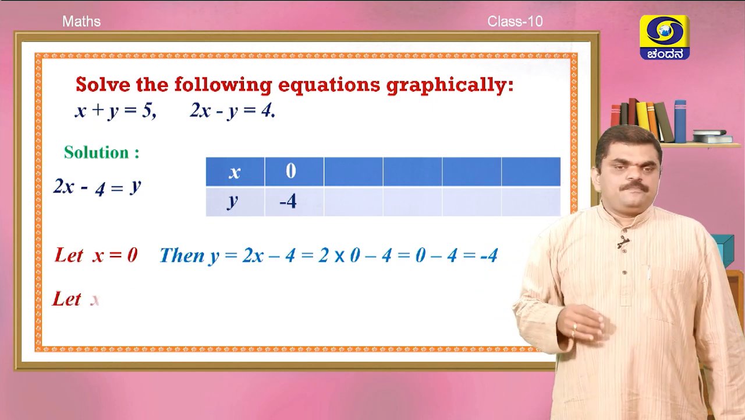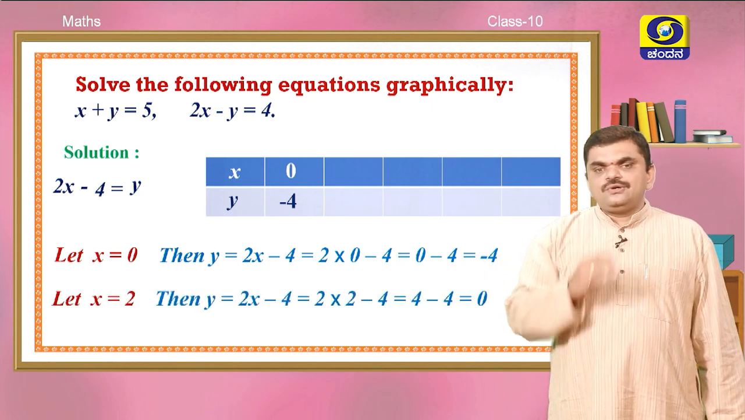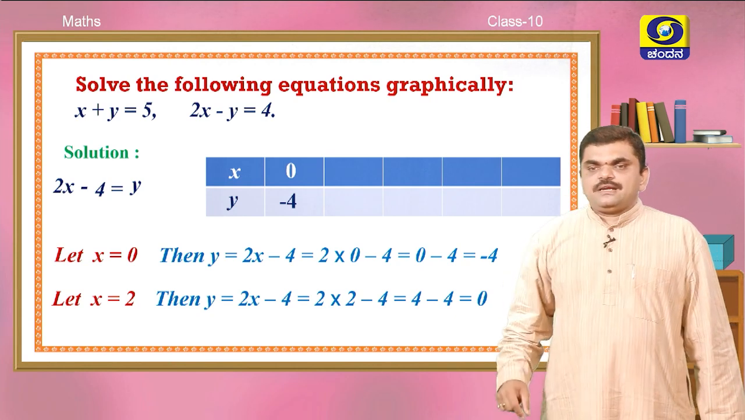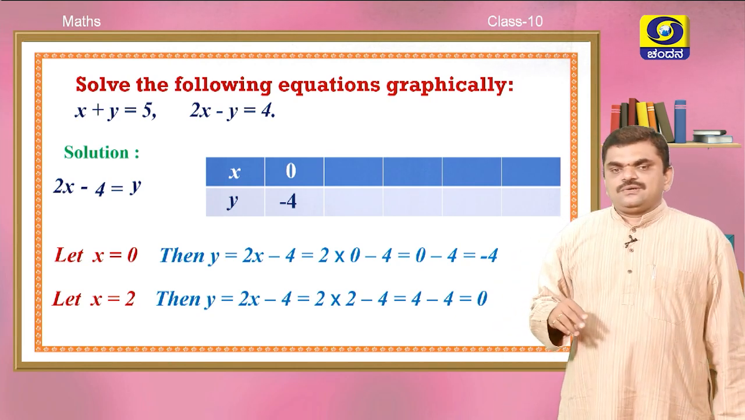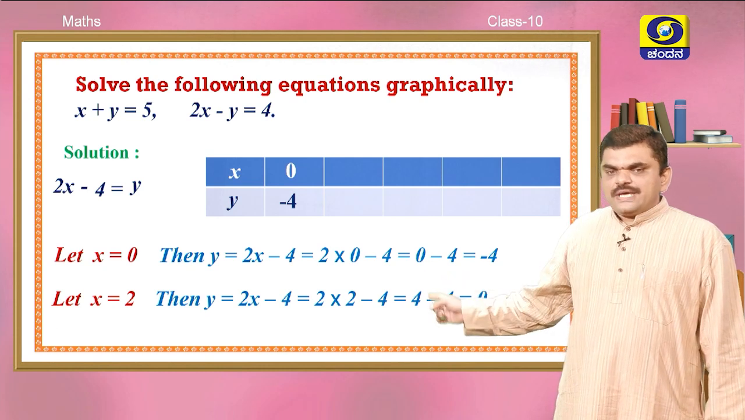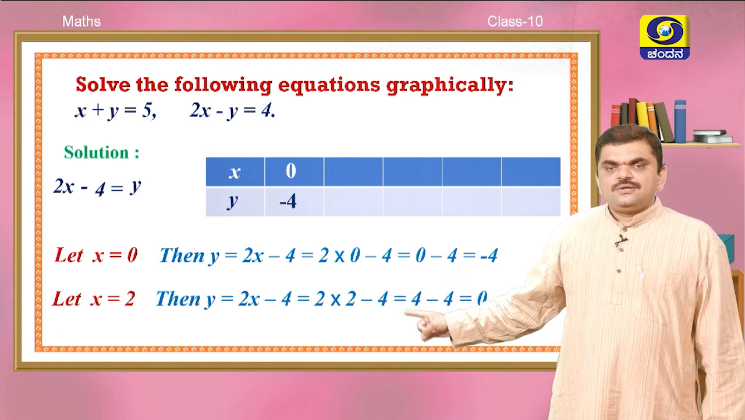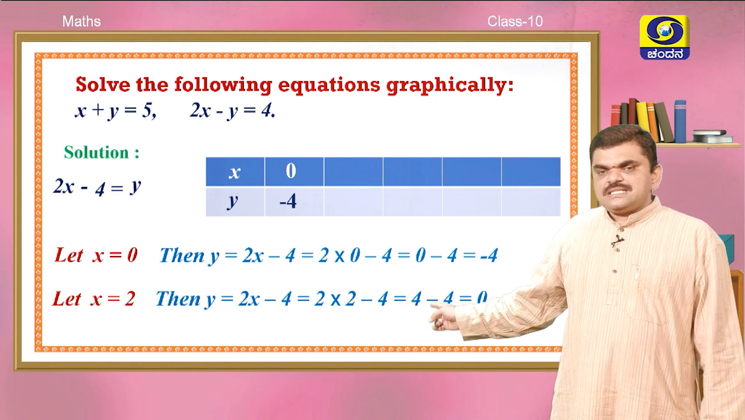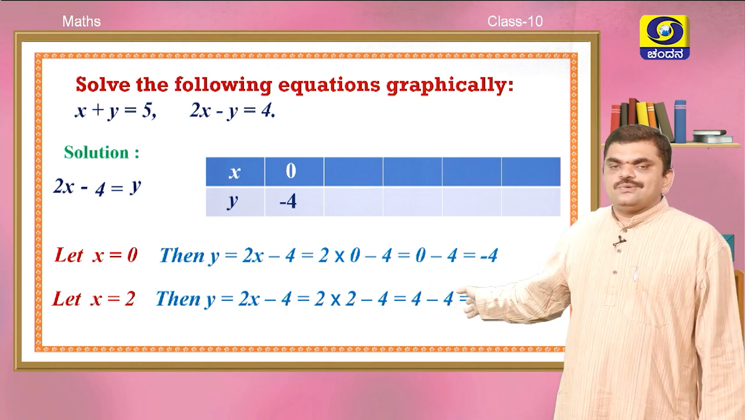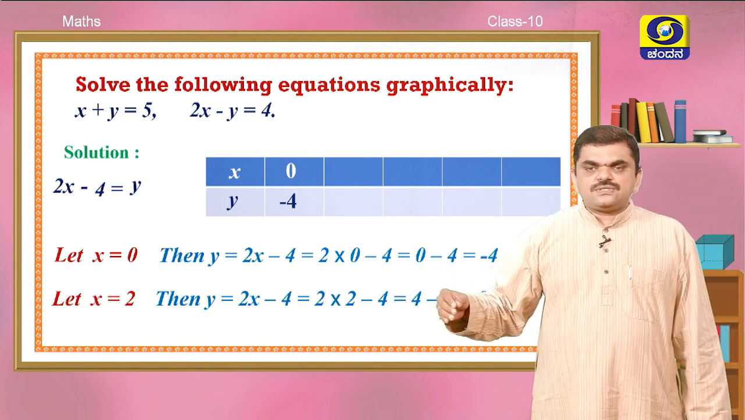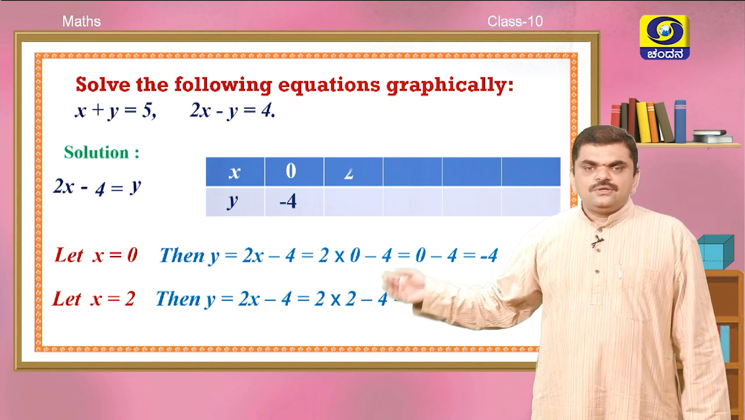In the same way, let x is equal to 2. Again I am skipping here, children. I am taking 2 only here also. Y is equal to 2x minus 4. 2x means 2 into 2 minus 4. 4 minus 4, 0. So, when x is equal to 2, y is equal to 0.